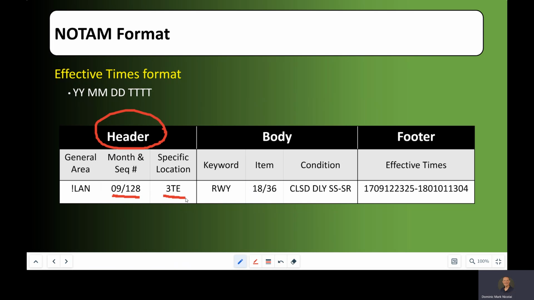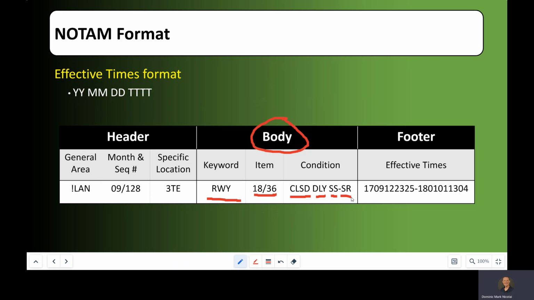It's in Tecumseh, the Al Myers Airport. And at that airport, now we move into the body and we see our keyword is runway. We have a runway NOTAM. So this is one of those keywords. This is critical information. This could make a go, no-go decision for you. This NOTAM could make the airport usable or unusable, depending on what you're trying to accomplish. And it's saying that runway 18/36 is a CLSD, it's a DLY, and it's an SS-SR on that.